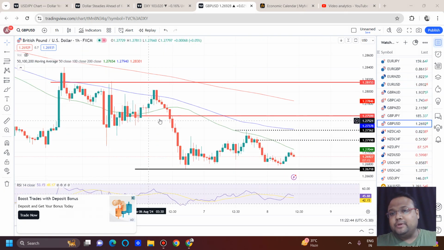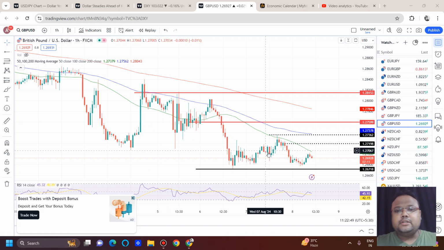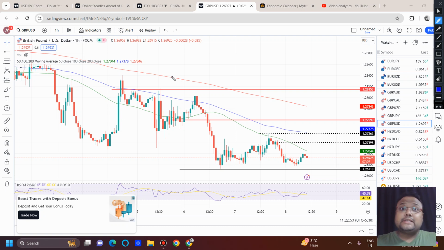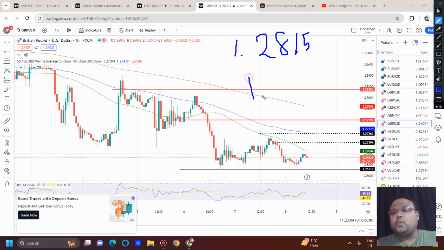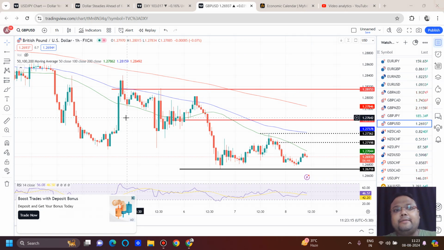Now let's talk about GBPUSD. Yesterday when we were discussing EURUSD, GBPUSD was showing some recovery. We discussed two levels here also, but the recovery could not sustain and the market came down again. So yesterday we discussed two levels, 1.2815 and 1.2760. This is 1.2760 and this is 1.2815. So the resistances or selling opportunities around these two levels are still very much valid.